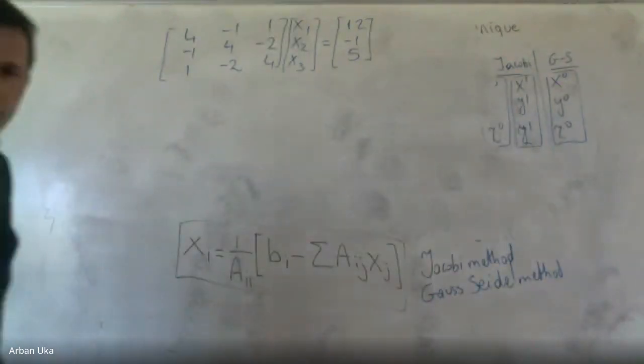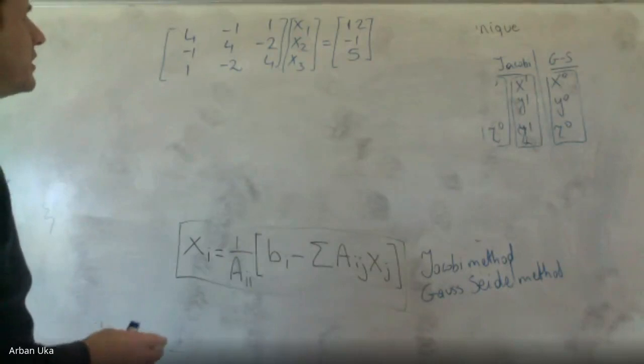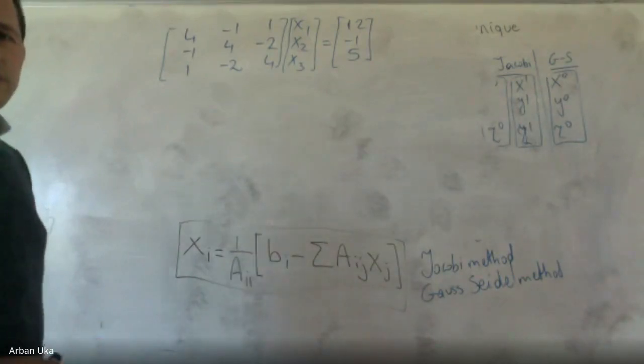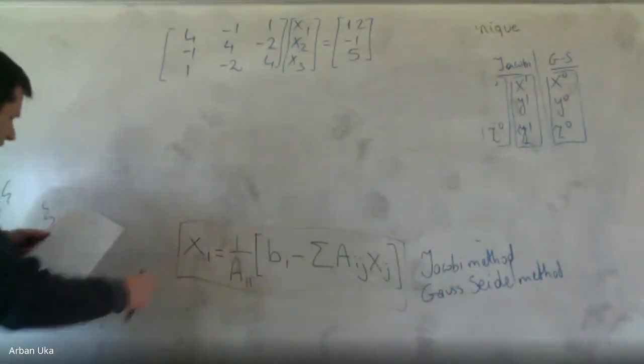So if we are to solve this system using the direct method, how are we going to do this one? We can use the Gaussian elimination and all that we have learned so far. But now let's use the iterative technique, and let's use the formula which is written here.